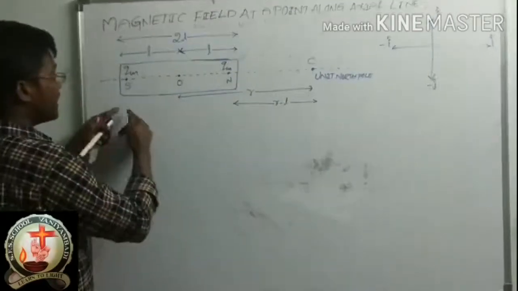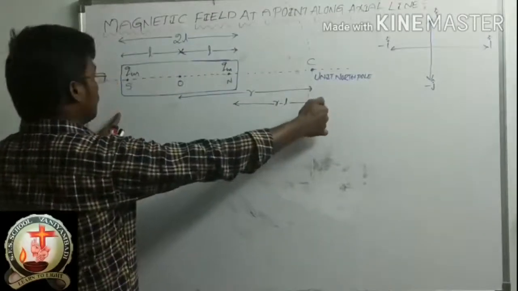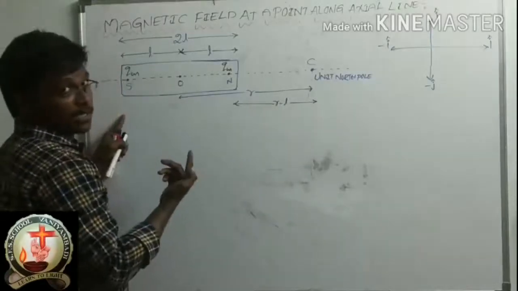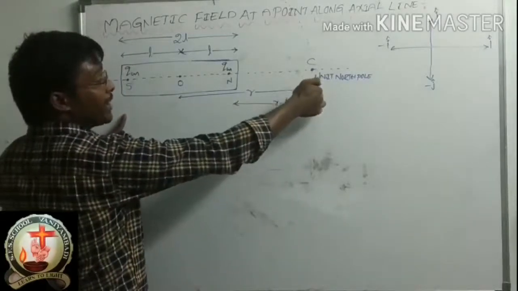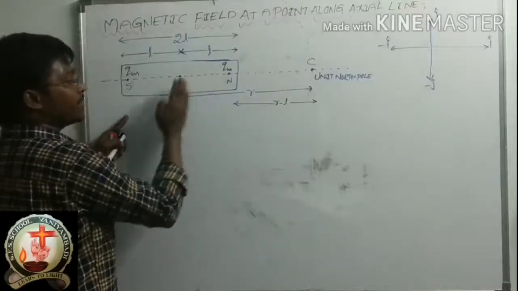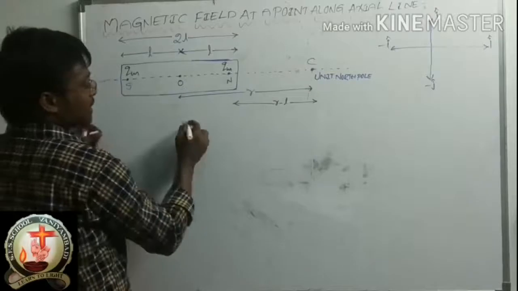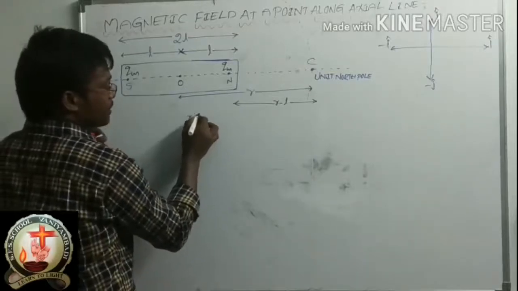And I need the value from here to here. From this end of the magnet to point C, I need the distance. From point C to the midpoint, how much? r. From here to here, how much? L. So this distance is r plus L.